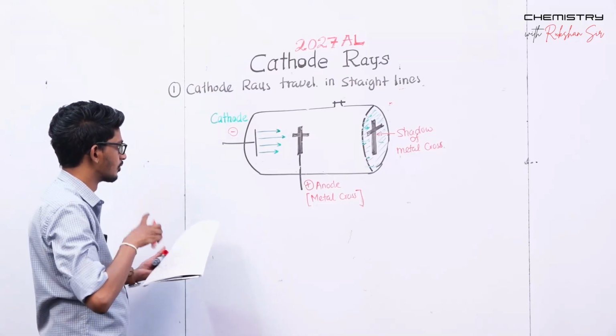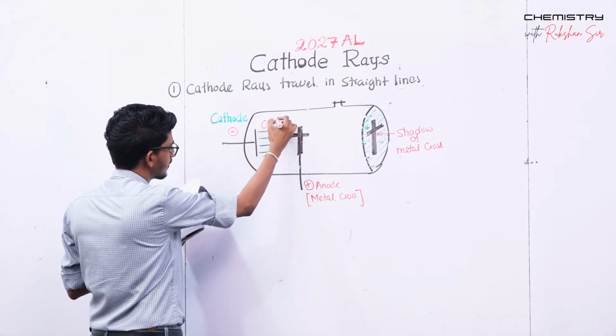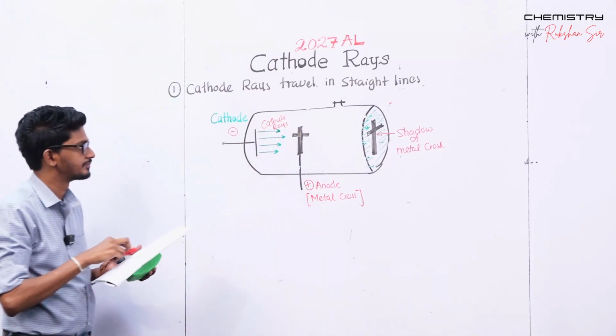These are the cathode rays. Just quickly draw this setup, Lamai. Cathode rays. Quickly draw this setup.